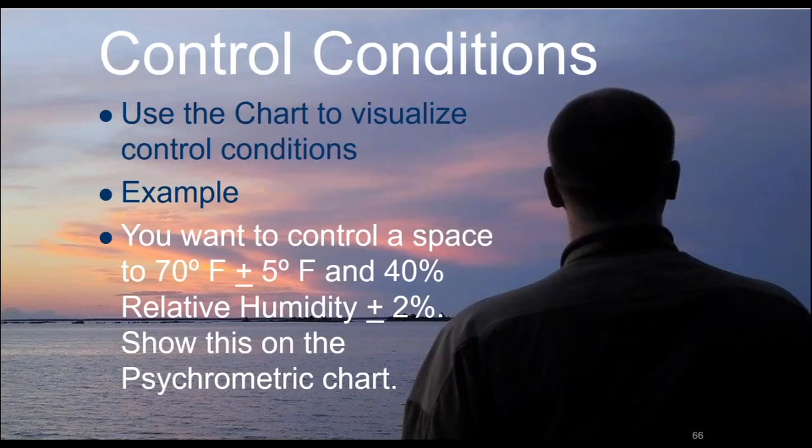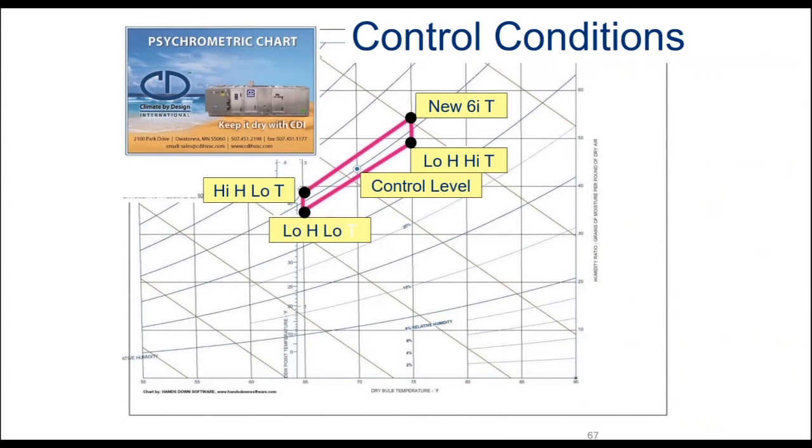We can show control conditions. Let's say someone wants us to control to 70 degrees plus or minus 5 degrees and 40% plus or minus 2% RH. Let's show that on the psychrometric chart. One reason we might want to show that is because that's a very tight band when it comes to moisture at any given temperature.